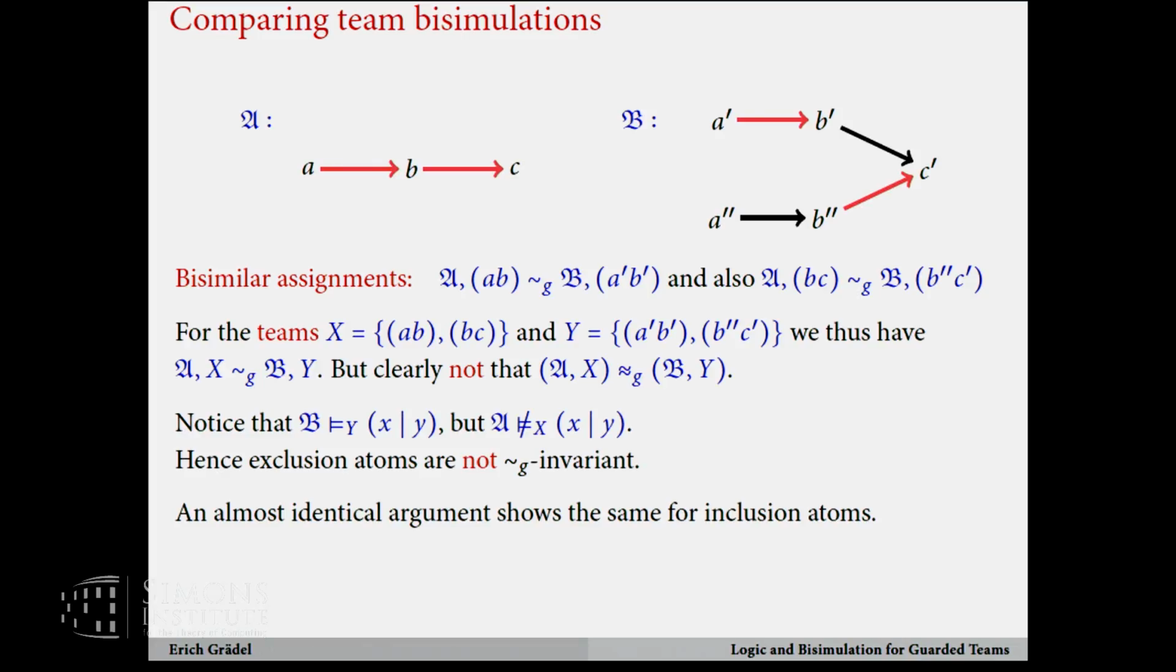But notice that the exclusion atom saying sources and targets are disjoint is true in B, but is not true in A. So it's not invariant under the weak notion of bisimilarity. They are weakly bisimilar, but one satisfies the exclusion atom and the other one does not. And an identical argument shows this for inclusion as well.